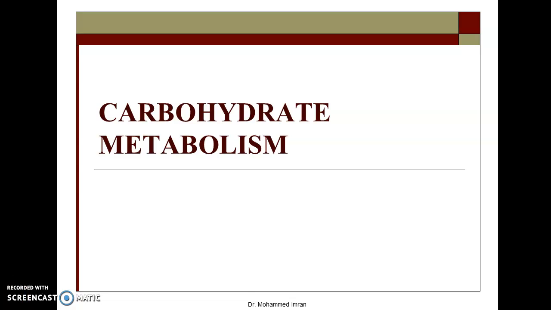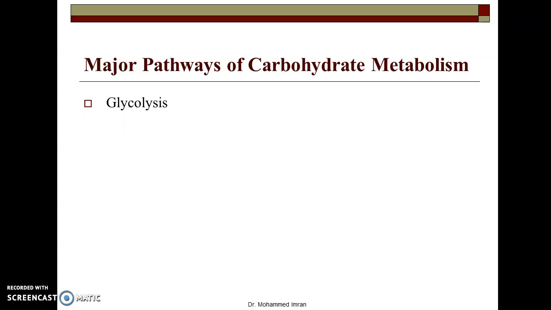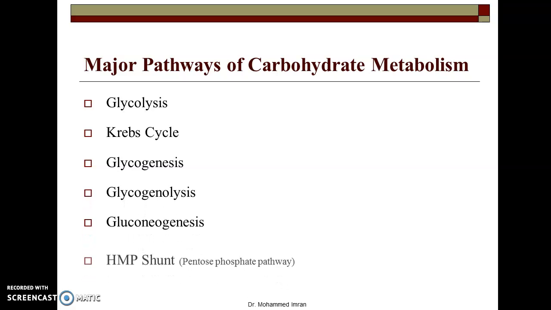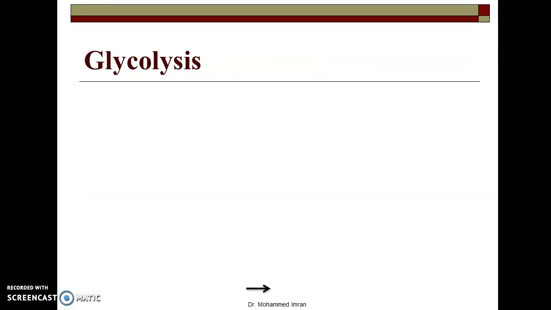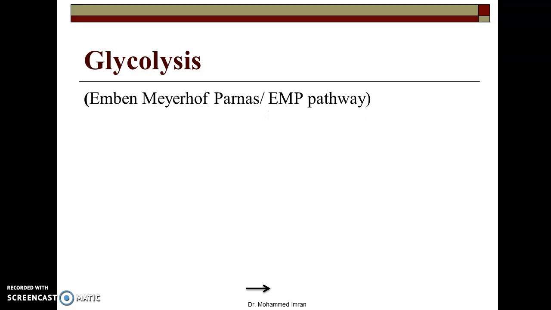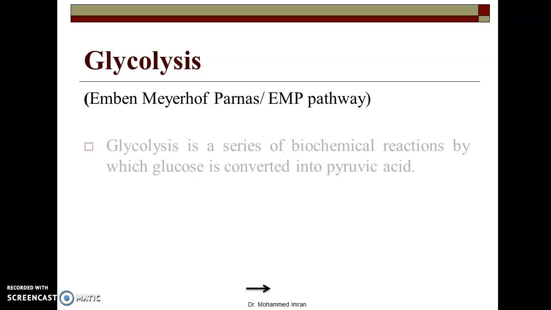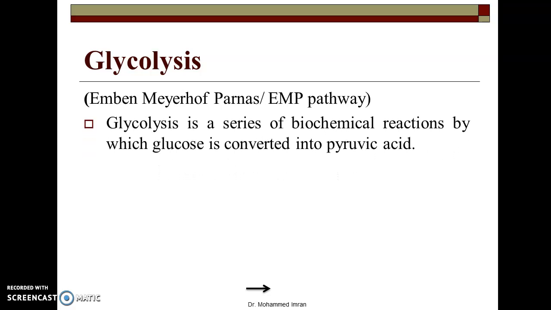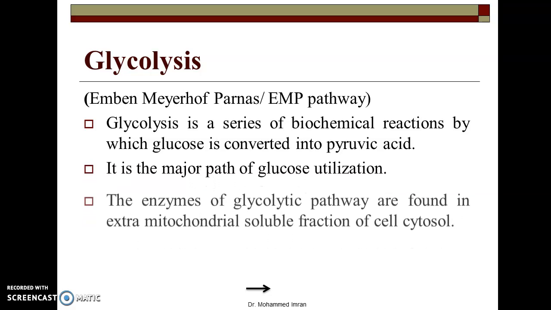Actually, carbohydrate metabolism starts from here. The major pathways of carbohydrate metabolism are glycolysis, Krebs cycle, glycogenesis, glycogenolysis, and gluconeogenesis, HMP shunt, that is pentose phosphate pathway, and uronic acid pathway. First of all, the most important one is glycolysis, which is also called Embden-Meyerhof-Parnas EMP pathway. It's a series of biochemical reactions by which glucose is converted into a simpler molecule, that is pyruvic acid. It is the major path of glucose utilization in our body.